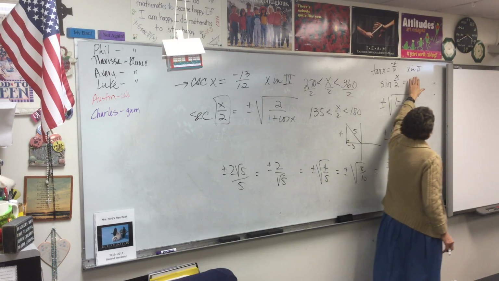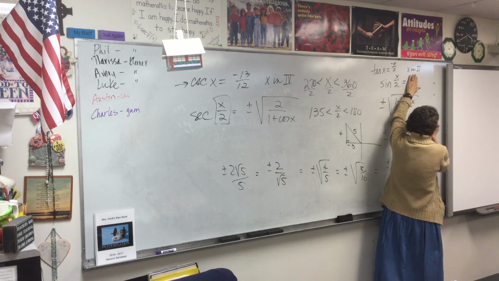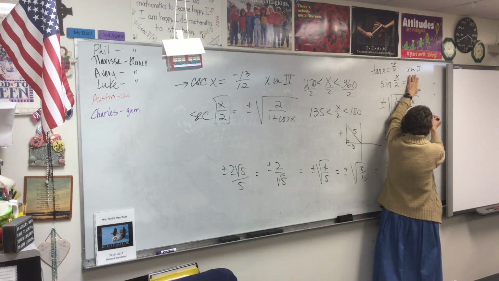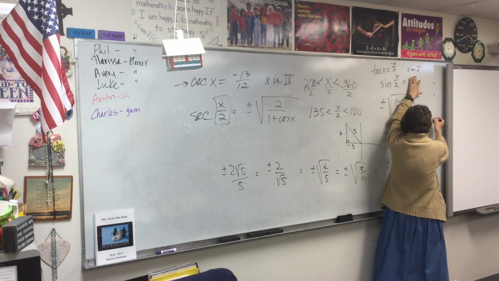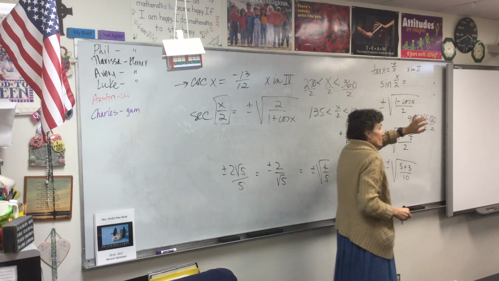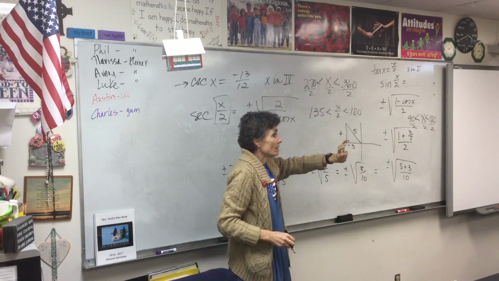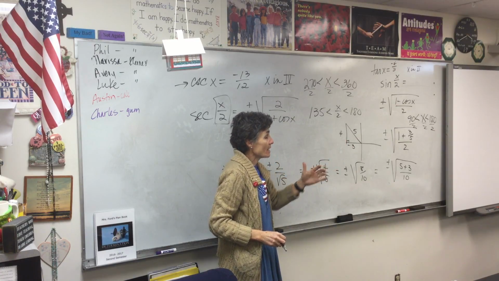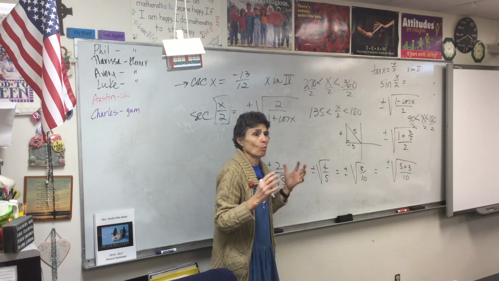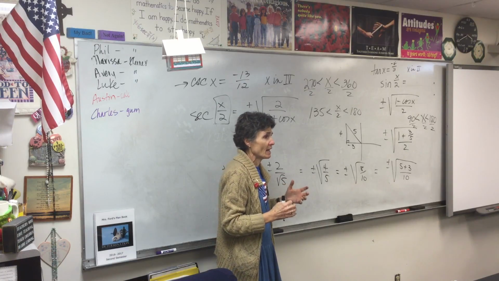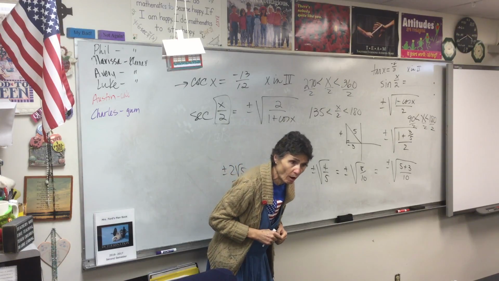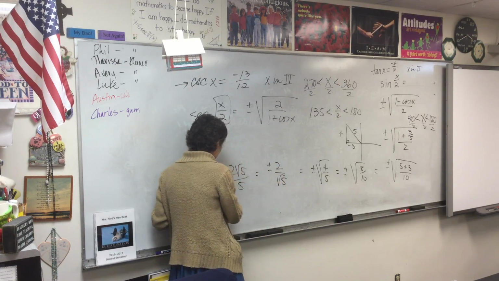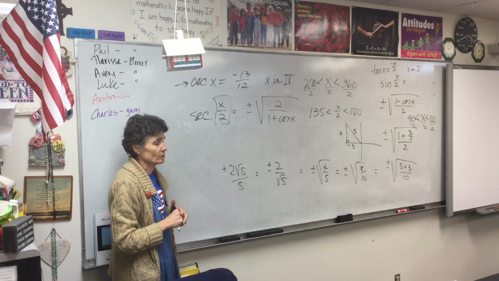Sometimes, somehow, you have to figure out whether you're going to take the positive or the negative. So go back to the original. What do I know about angle X? It's between what, if it's in quadrant 2? 90 and 180. Which means half of it will be between 45 and 90, which is where? Quadrant 1. If you are in quadrant 1, you are positive. So we are picking the positive root.